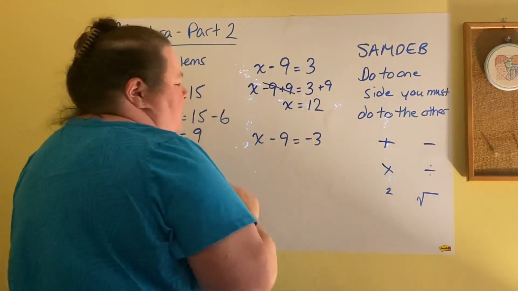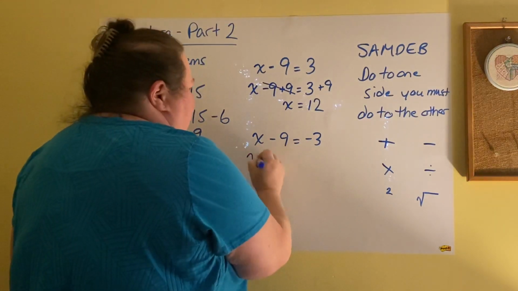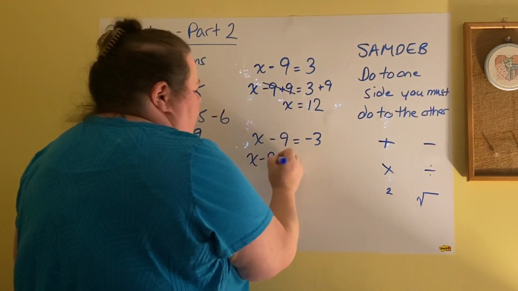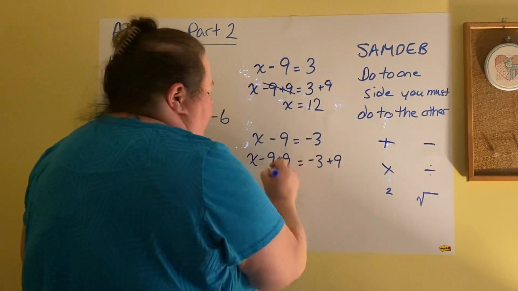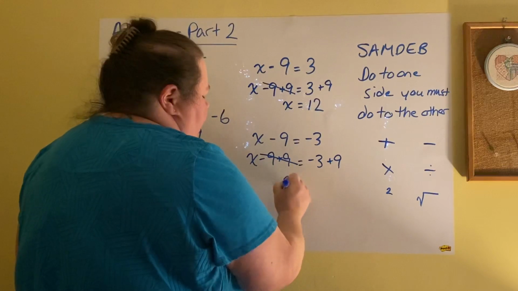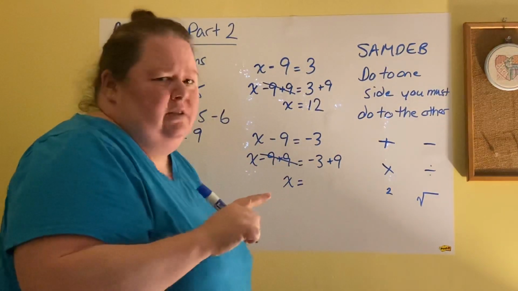This one, I threw in that negative sign on the other side just to make it a little more challenging. So here, I'm still canceling subtract 9 by adding 9, and I've still got to add 9 over here. Those cancel out, I'm left with x. But here's where your rules about integers come in.